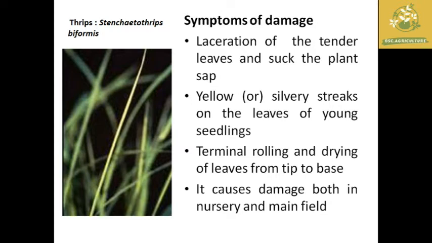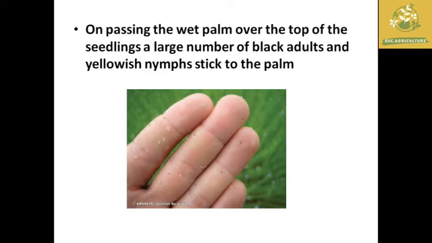It is one of the serious pests in rice. To identify these insects, by pressing a wet palm on the top of the seedlings, you can see the yellow nymphs stick to the palm. It is the best and most useful method for identifying the presence of thrips in our field.